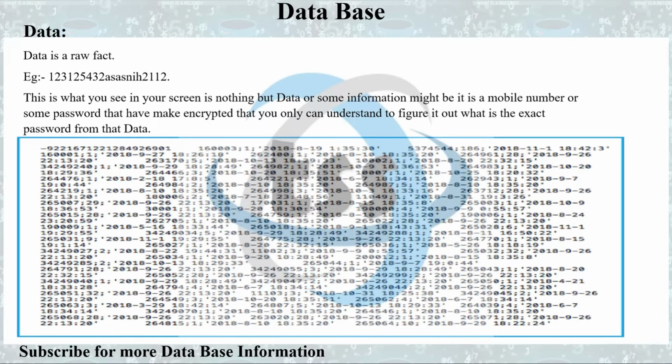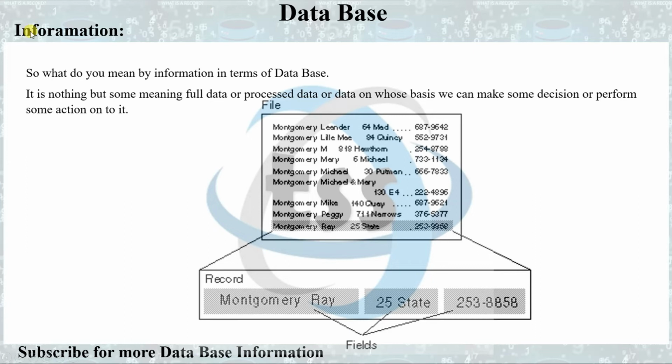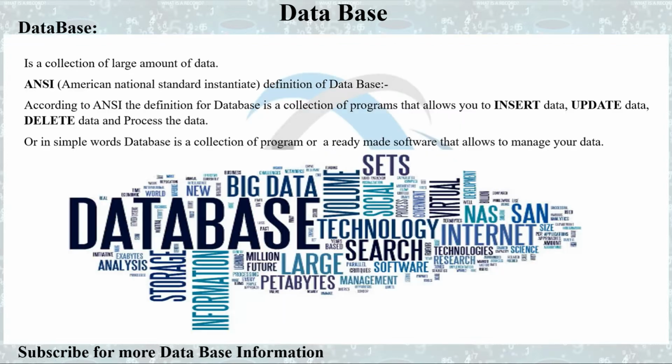So, okay, apart from this, what do you mean by information? Information is nothing but something meaningful, processed data, or data on whose basis we can make some decision or perform some action. So let's say for example, this is a file, and in this file we encountered one record. Based on that record we can figure out which state it belongs to and what the date was, and based on that we can identify and perform some action on it.